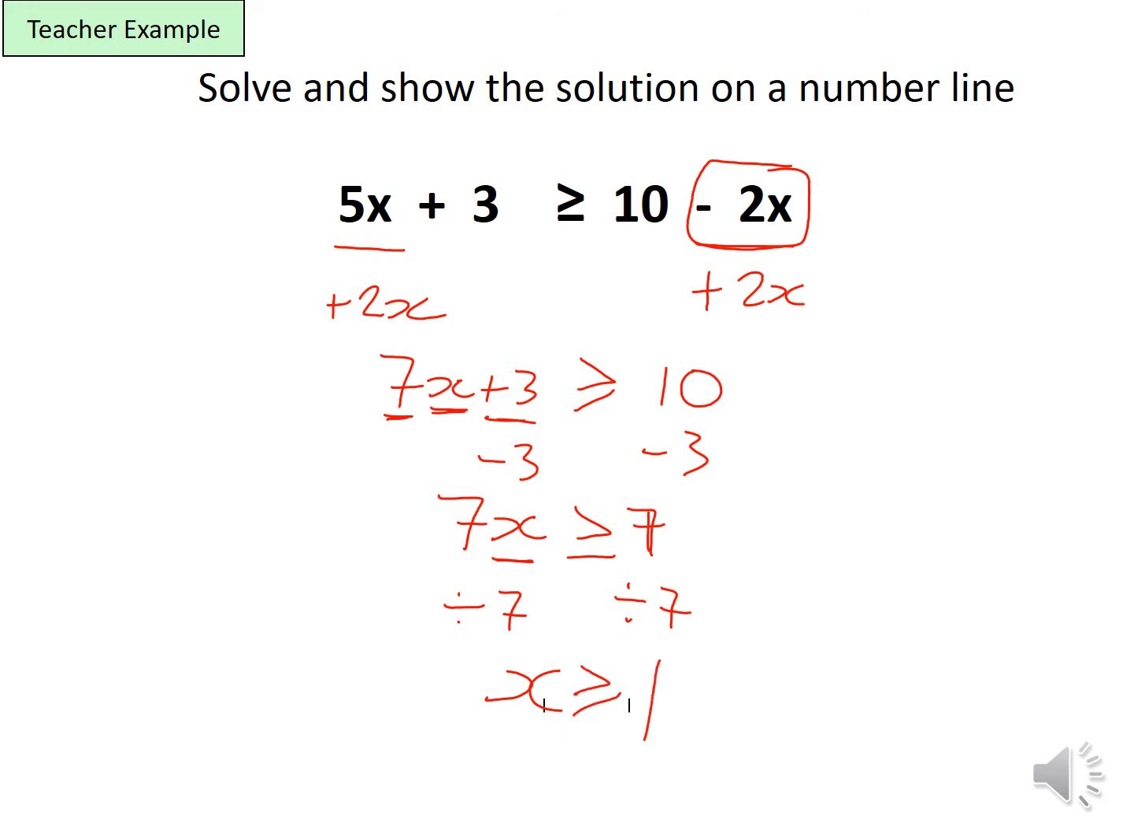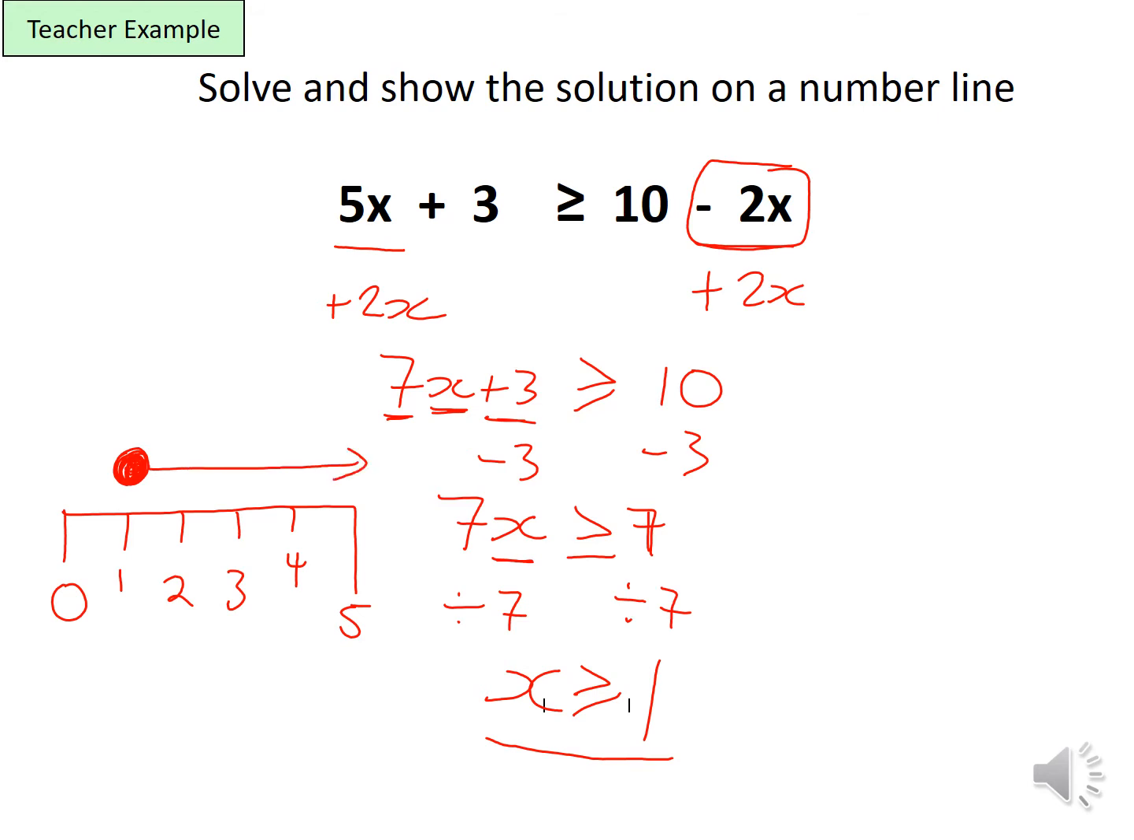So I need to represent this on a number line. I'm going to do a little number line here from 0 to 5: 0, 1, 2, 3, 4, and 5. x is greater than or equal to 1. I'm going to put my circle above 1, and don't forget, because it can be equal to, it's going to be filled in. And it's going to be greater than 1. So that is how we represent it on a number line.